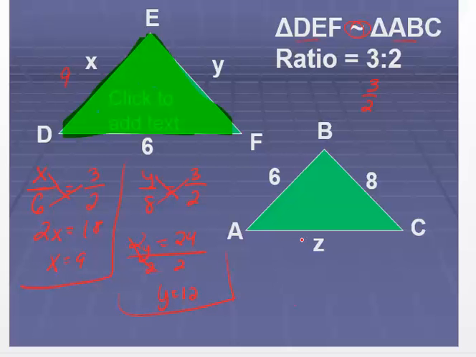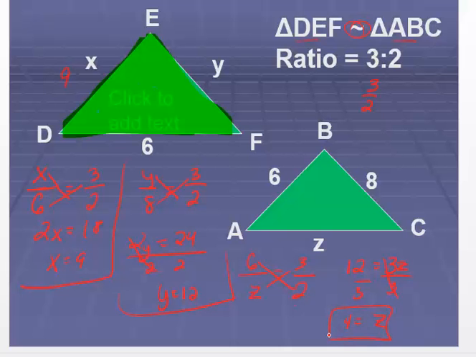Let's find z. Again, I need to start on top with the side from DEF that corresponds to where the z is at, AC. AC is the first and last letter. DF is the first and last letter. So 6 over z is equal to that 3 over 2 ratio. Multiplying the extremes, 6 times 2 is 12. Multiplying the means, z times 3 is 3z. We're going to divide by 3, and z is 4.